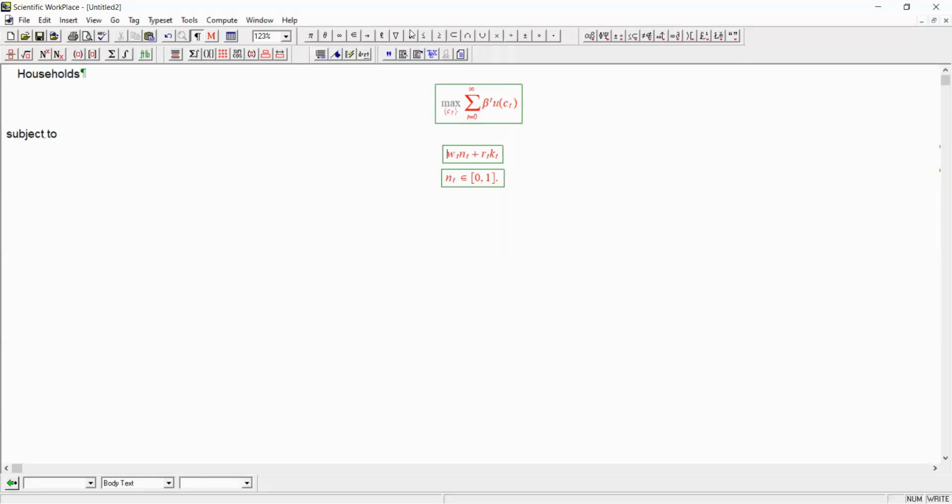So this is their income, and that must exceed their expenditures. Now, there are 2 things that they may spend on. One is consumption, and let's say that consumption has some price.